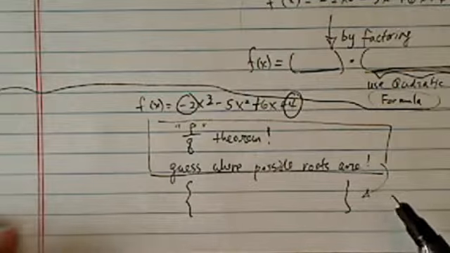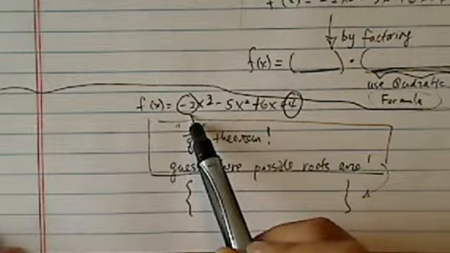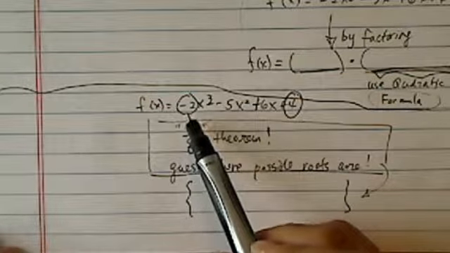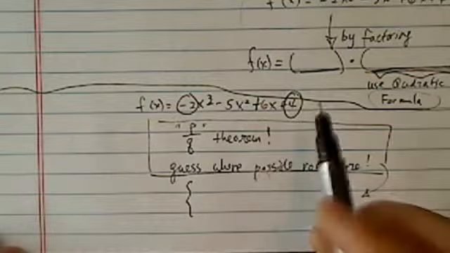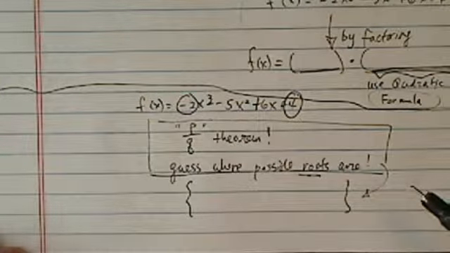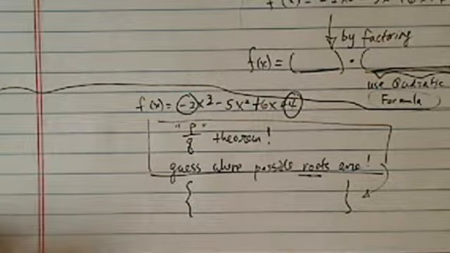The PQ theorem says basically grab the coefficient here, grab the coefficient here, and through some manipulation between the two, we can actually guess where the possible roots are. Okay, this is where we'll pick up on the second portion of this video series.